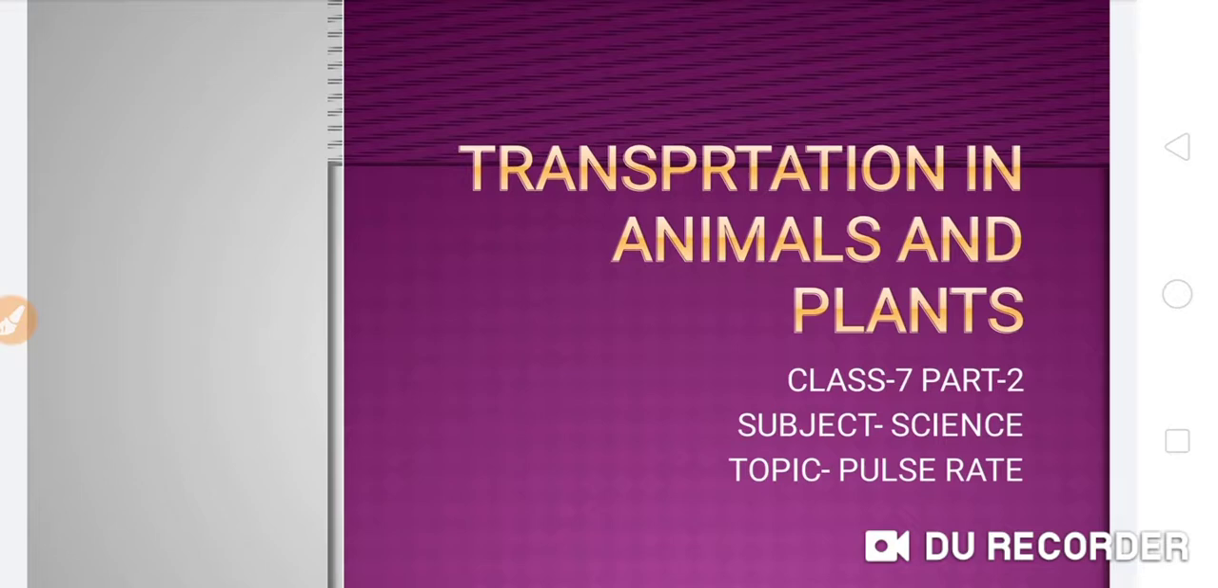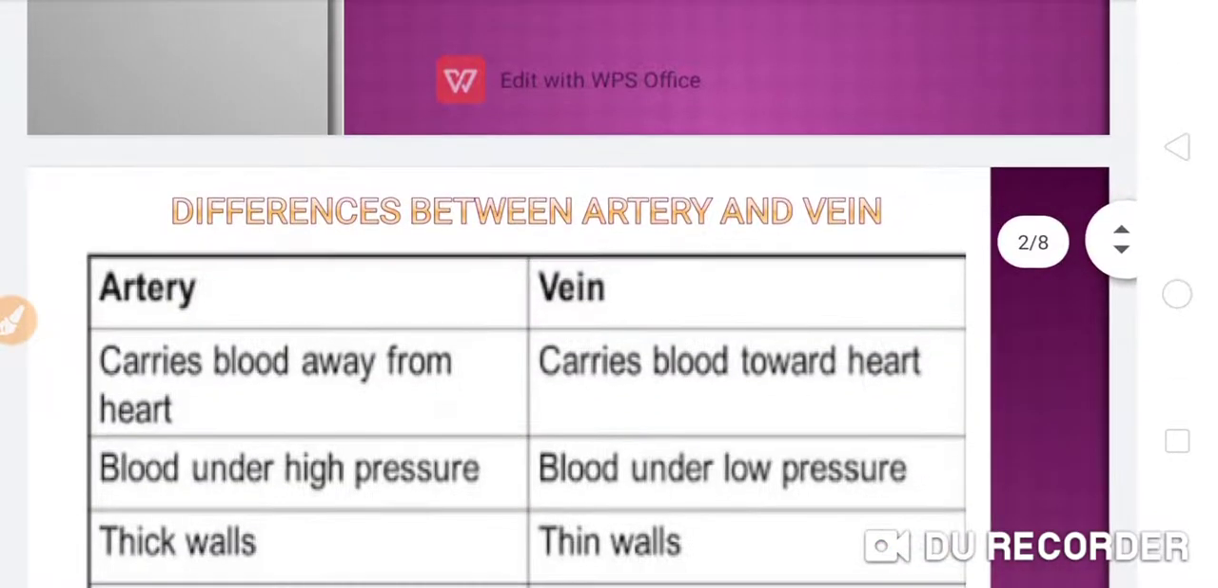And students, today we are going to discuss the new chapter, transportation in animals and plants, and we are going to discuss its second part. The topic we have to discuss in this video is pulse rate. So let's start, students. What is pulse rate? Let's discuss the pulse rate.